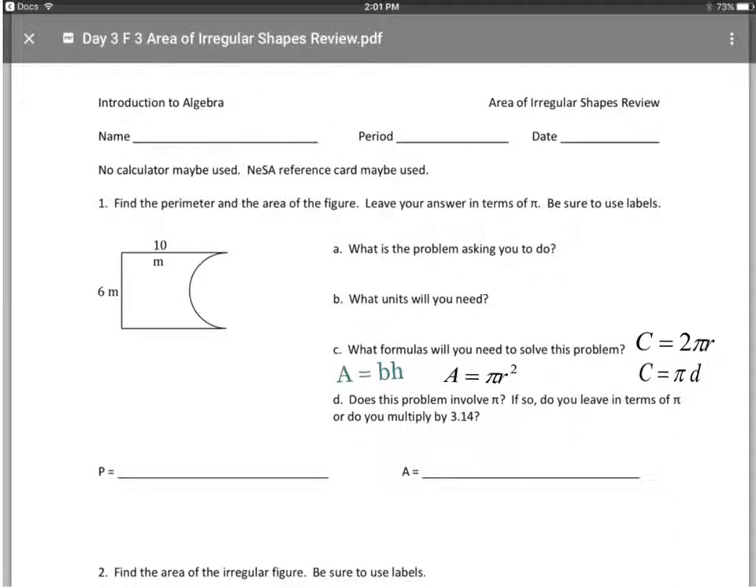Okay, so in this review, you have several questions that you've got to answer along the way here. So let's take a quick look. It says find the perimeter and the area of the figure. Leave your answer in terms of pi. Be sure to use labels.